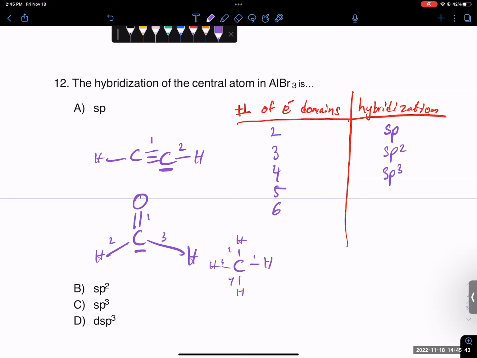So for 5 electron domains, what's something off the top of my head? Let's see. Let's skip 5 and go to 6. XeF4 is an example of 6 things attached. So you have xenon, with 4 fluorines, and on top of that, you've got 2 lone pairs on the xenon. So there's 1, 2, 3, 4, 5, 6 things attached. So with 6 things attached, the hybridization will be sp3d2.